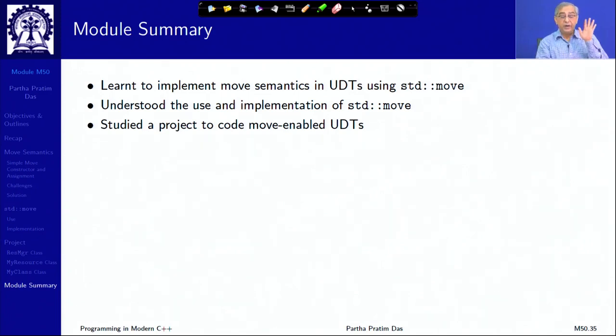So, to summarize, we have learned to implement the move semantics in UDTs using std : move. We have understood the implementation of std : move, and also have given a simple project.